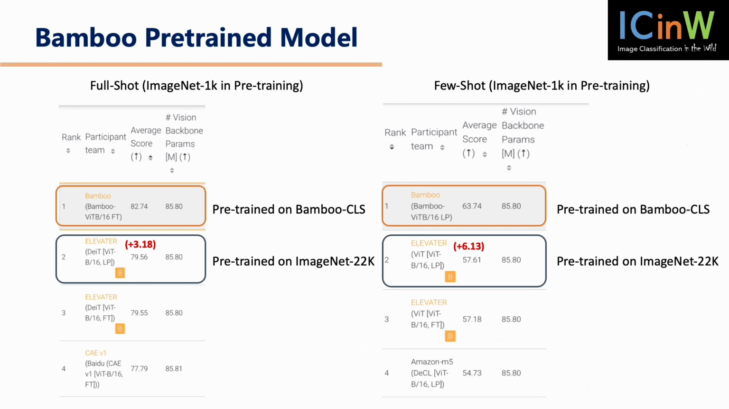Okay, let's see how the model pre-trained on Bamboo performs. In the ImageNet 1K challenge, in the pre-training track, the Bamboo pre-trained ViT-B/16 model achieves the best performance. With the same model design, the ViT-B/16, on the full-shot setting, Bamboo helps the ViT-B/16 model gain 3.18 points over the same model pre-trained on ImageNet 22K. And on the few-shot setting, the improvement is more significant.